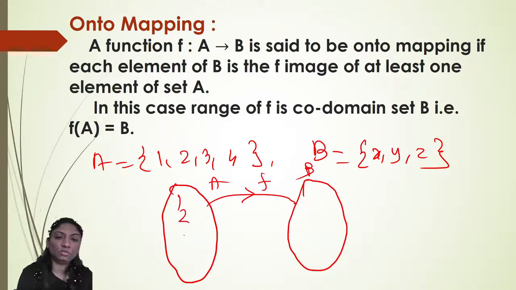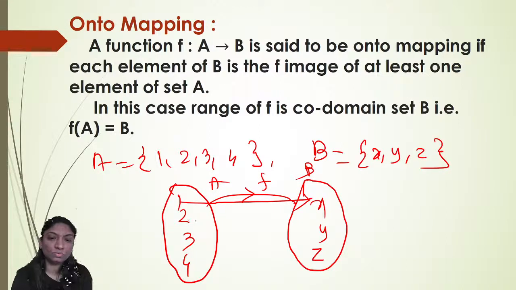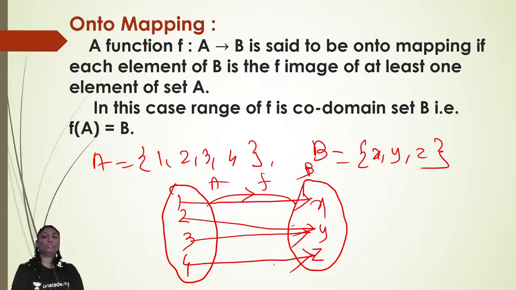F defined from 1, 2, 3, 4 to x, y, z, right? Here 1 has the unique image x, 2 is y, 3 is y, right? And 4 is to z. Now see here, this is your onto mapping.